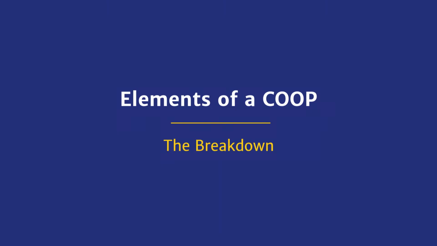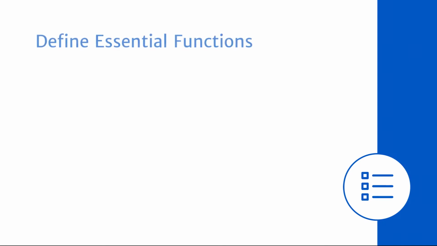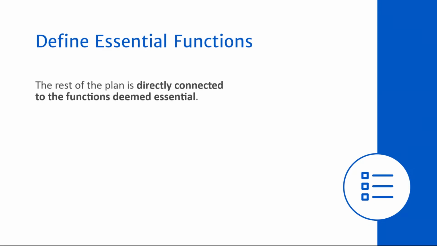Let's now turn to each element to discuss in more depth. This will help you understand what should be included in your Coop. You can also use the template provided to follow along as we go through each element. The first, and perhaps most important element of a Coop, is identifying the essential functions of your school. The rest of the plan is directly connected to those functions that are deemed essential.